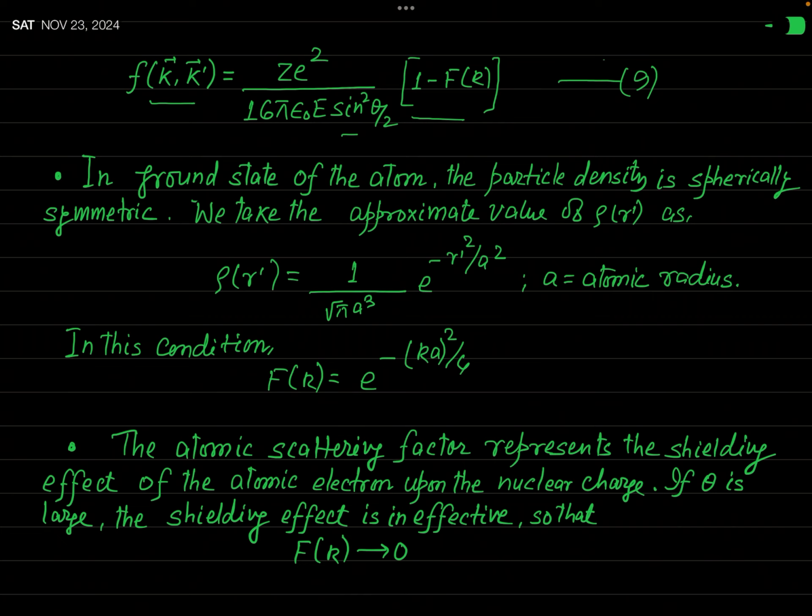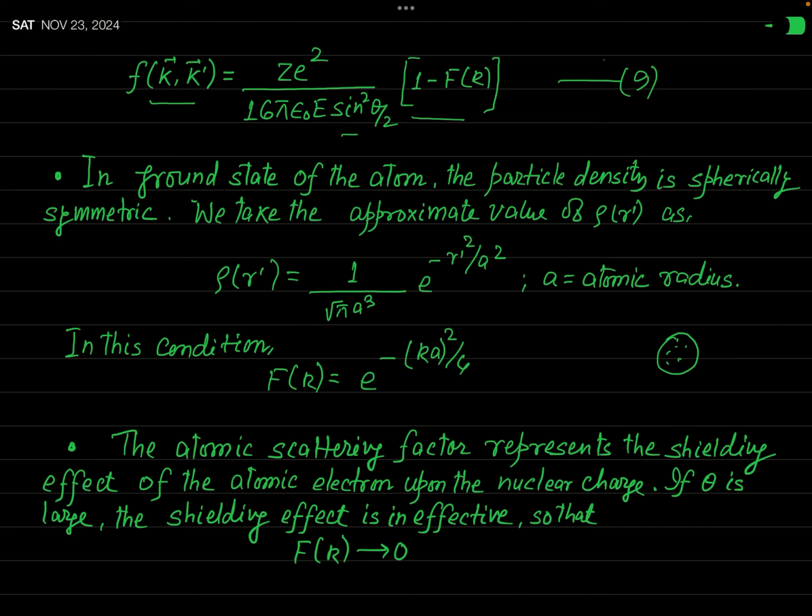Now actually we are talking about the atom as a target, and the atom may be in its ground state or in any excited state. Generally the atoms are found in the ground state. So if you consider that our system, that is the scattering center, which is actually the atom here, is in the ground state, in that condition the particle density or the charge density inside that atom will be spherically symmetric.